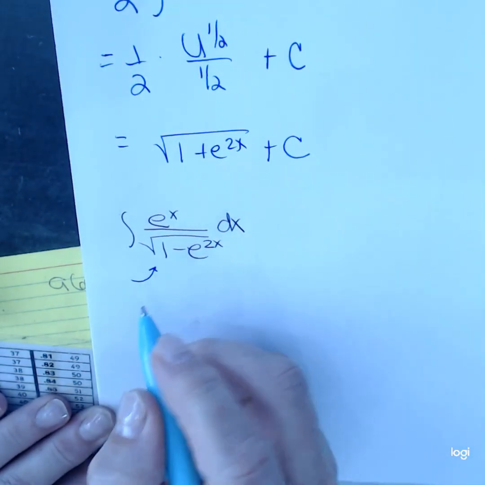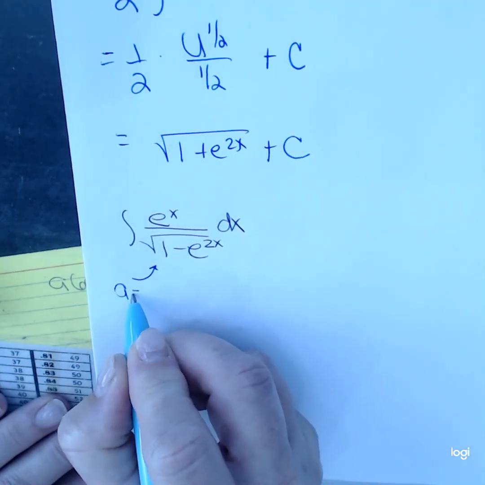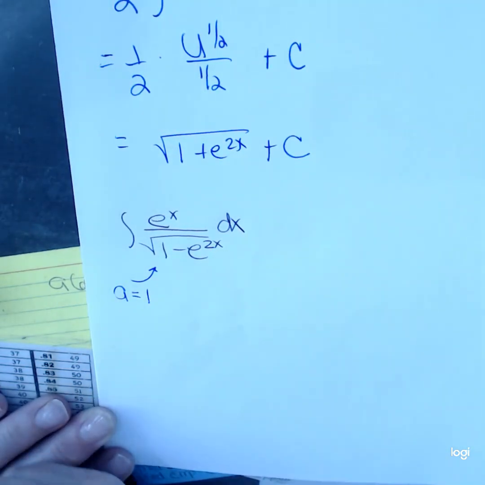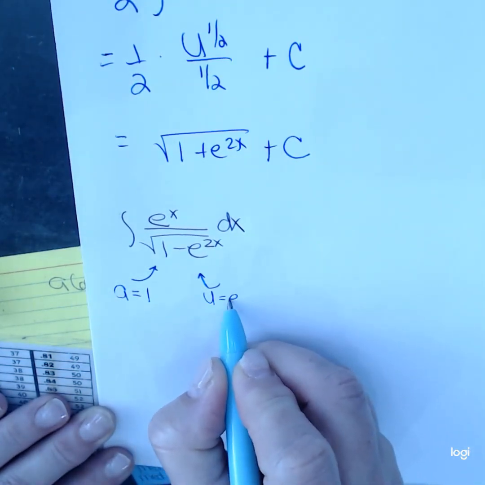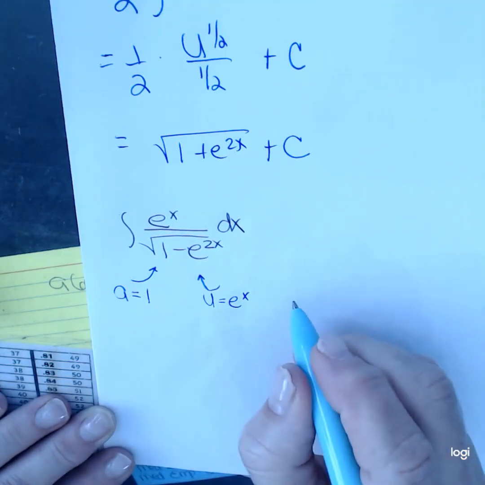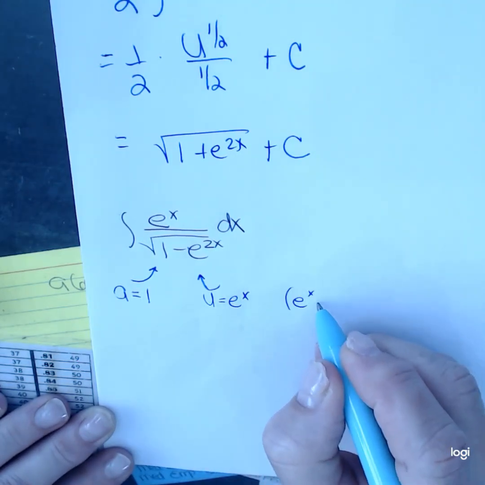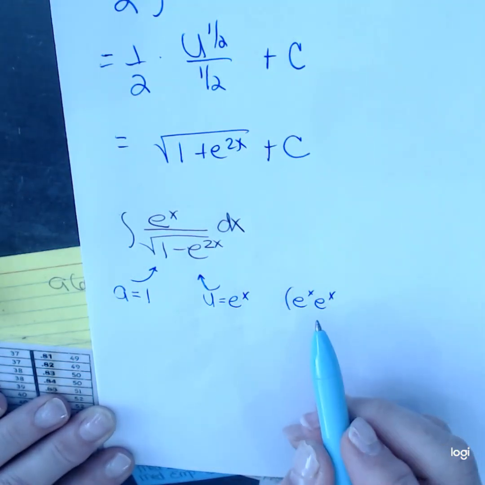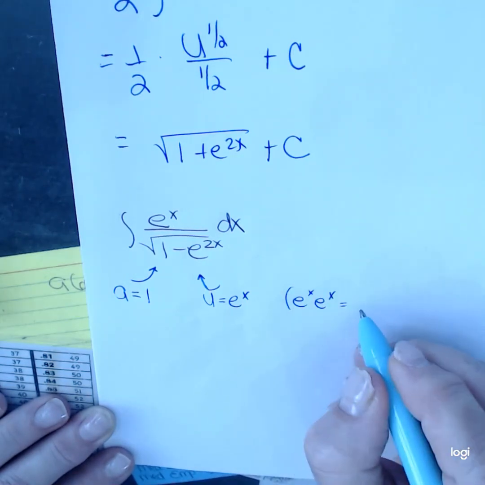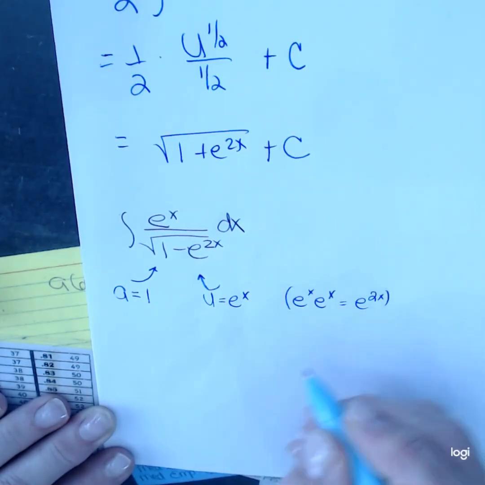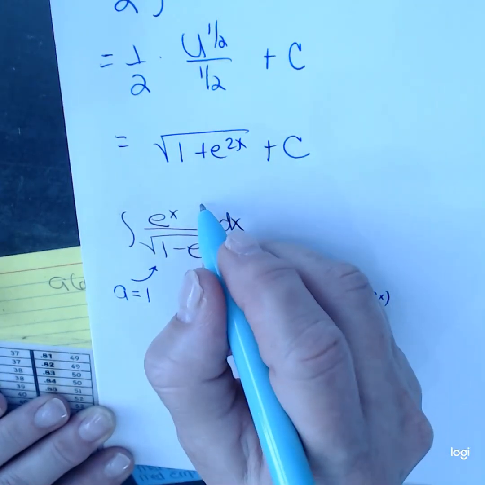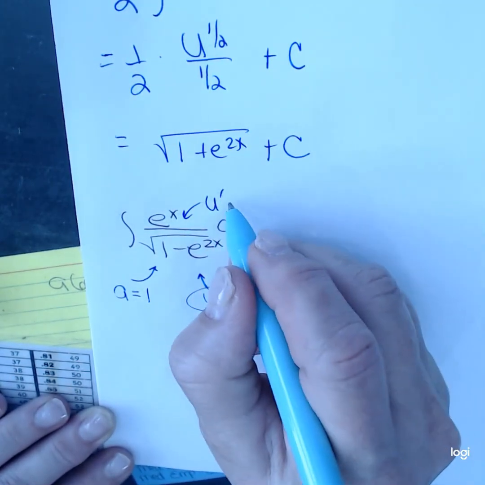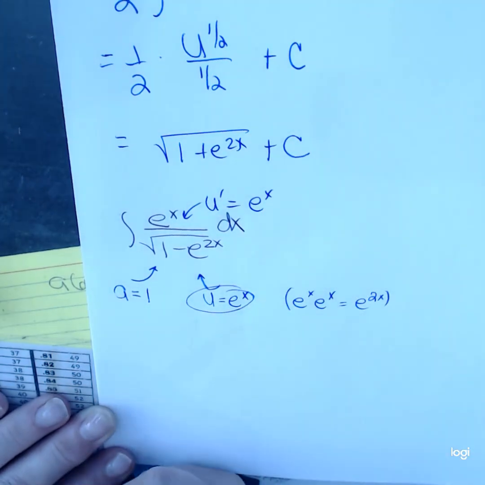A is going to be whatever we have to square to get the number piece, which in this case is 1. U is whatever we have to square to get the function piece, and in this case, the u is simply e to the x. If you remember, when we multiply an e to the x times an e to the x, we add the exponent. So that's how we get the e to the 2x. Well, if that's the u, then the u prime that goes with that is an e to the x. So the u prime here is e to the x.